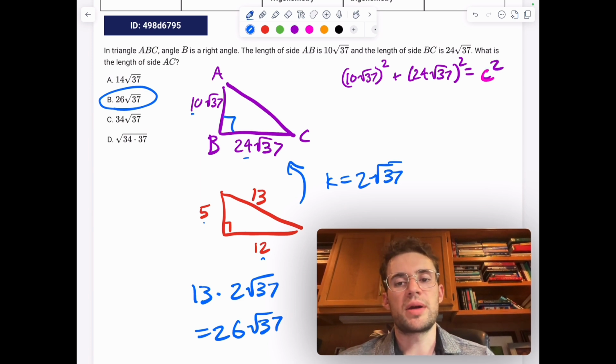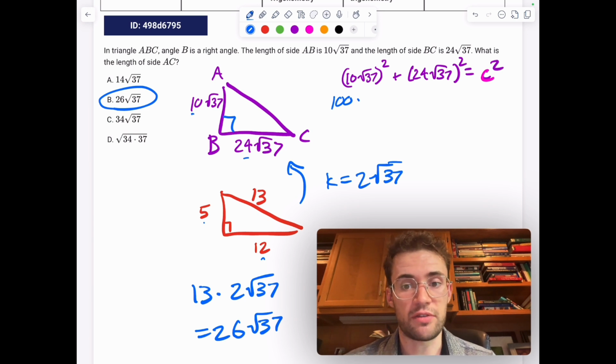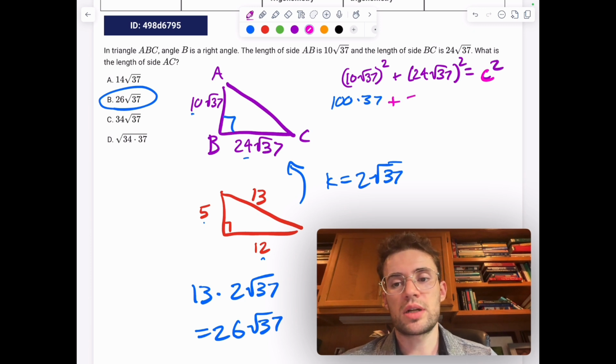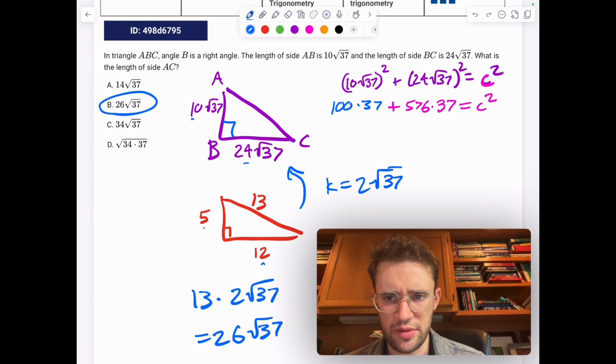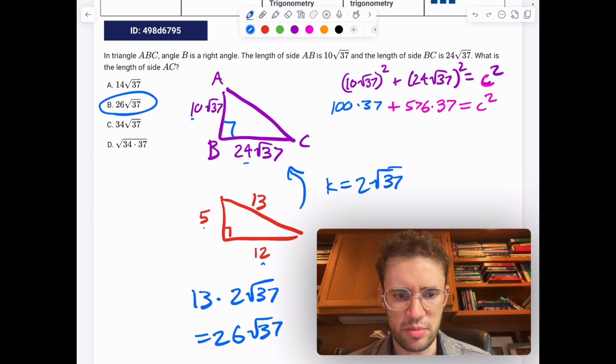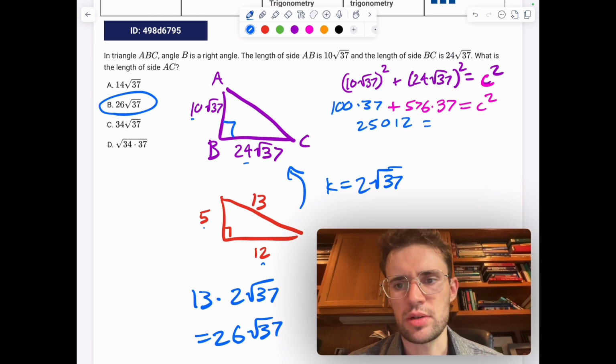You could do this in your calculator, but 10 squared is 100. The square root of 37 squared, the square root and squaring basically cancel out there. Or you could think the square root of 37 is what number times itself is 37. Well, you're timesing it by itself now. So 100 times 37, plus 24 squared, which is 576, times the square root of 37 squared, again 37. And that should be equal to c squared. If I type in 100 times 37 plus 576 times 37, it gives me 25,012. So that's equal to c squared.